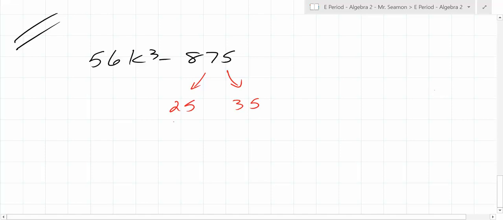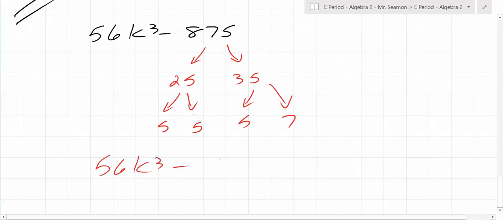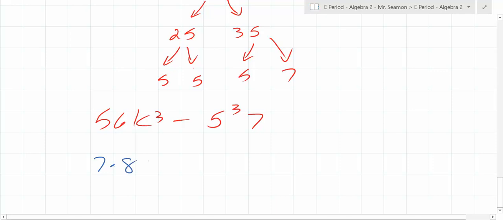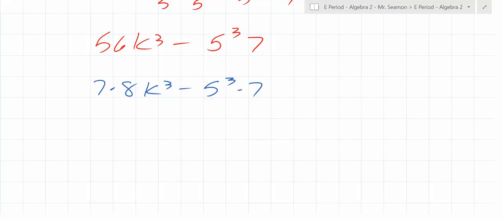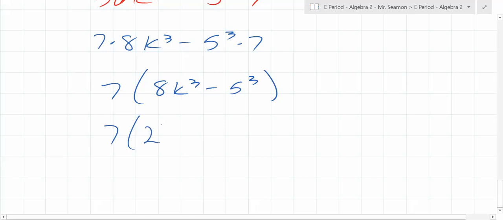Okay, can you break down 25? Yeah, what is that? 5 and 5. And what's this? 5 and 7. So what does this actually equal? This is 56k cubed minus 5 cubed times 7. What's 56? Yeah, 7 times 8 times k cubed minus 5 cubed times 7. What can I factor out of both of those? Now if I factor this out, I end up with 8k cubed minus 5 cubed. What is 8? 2 cubed. So you end up with 7 times 2 cubed k cubed minus 5 cubed.